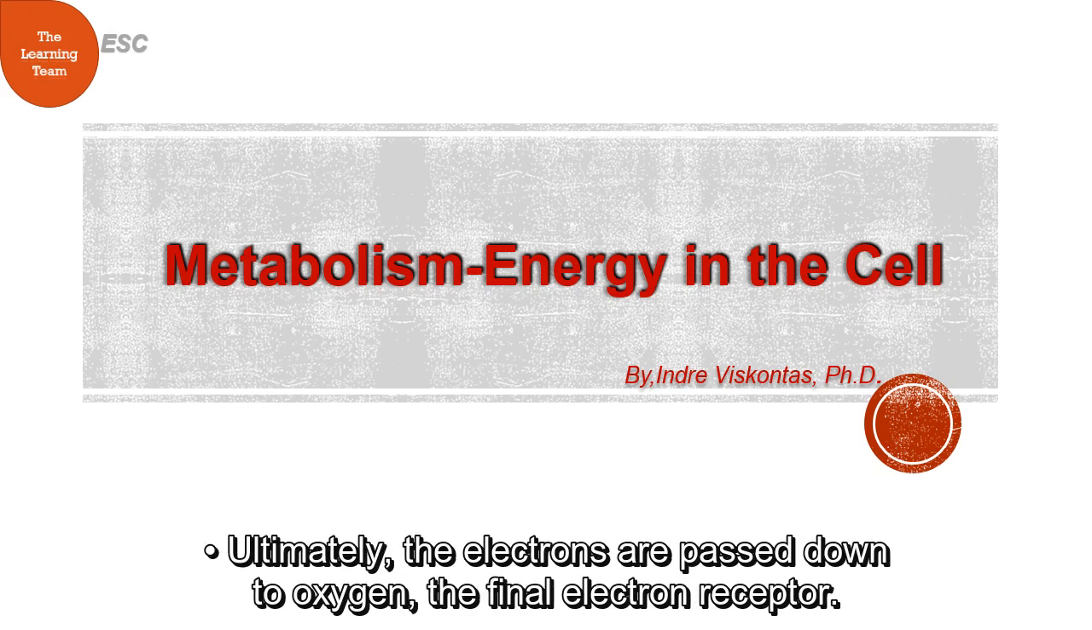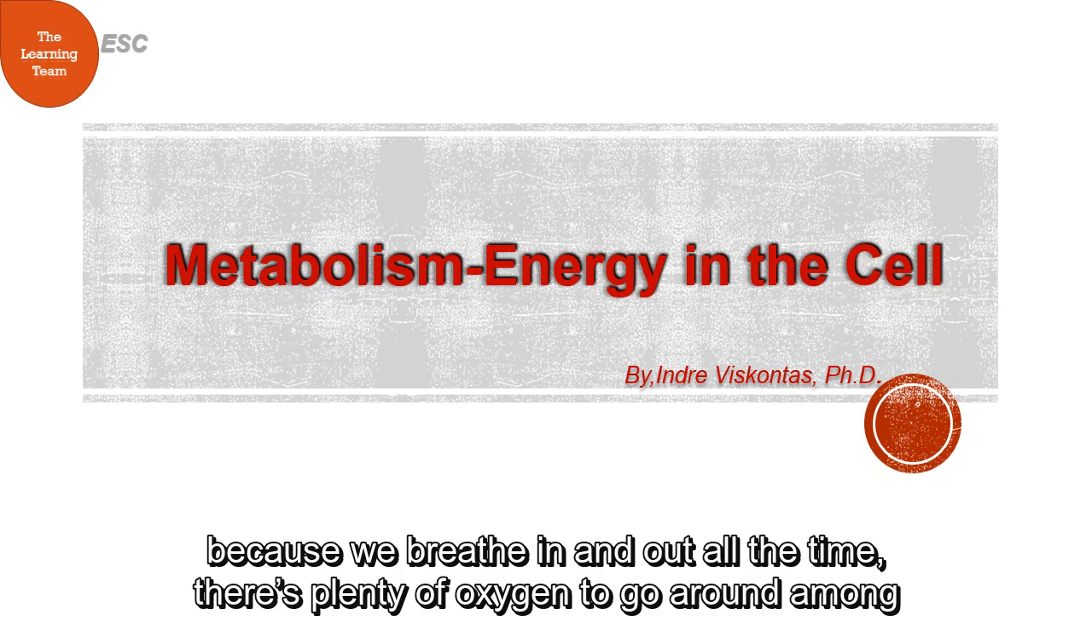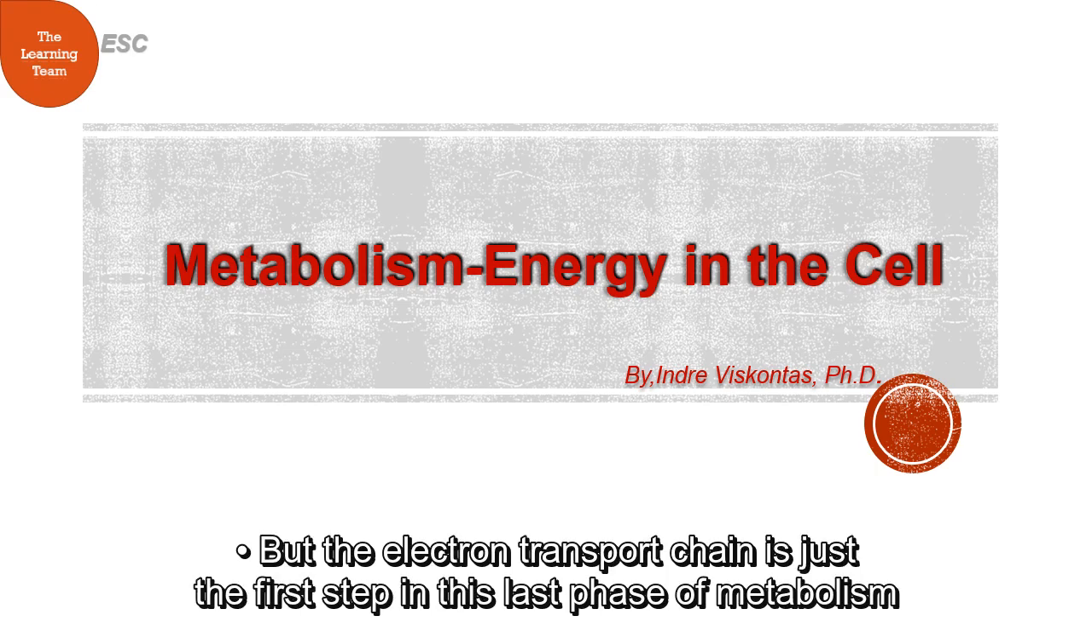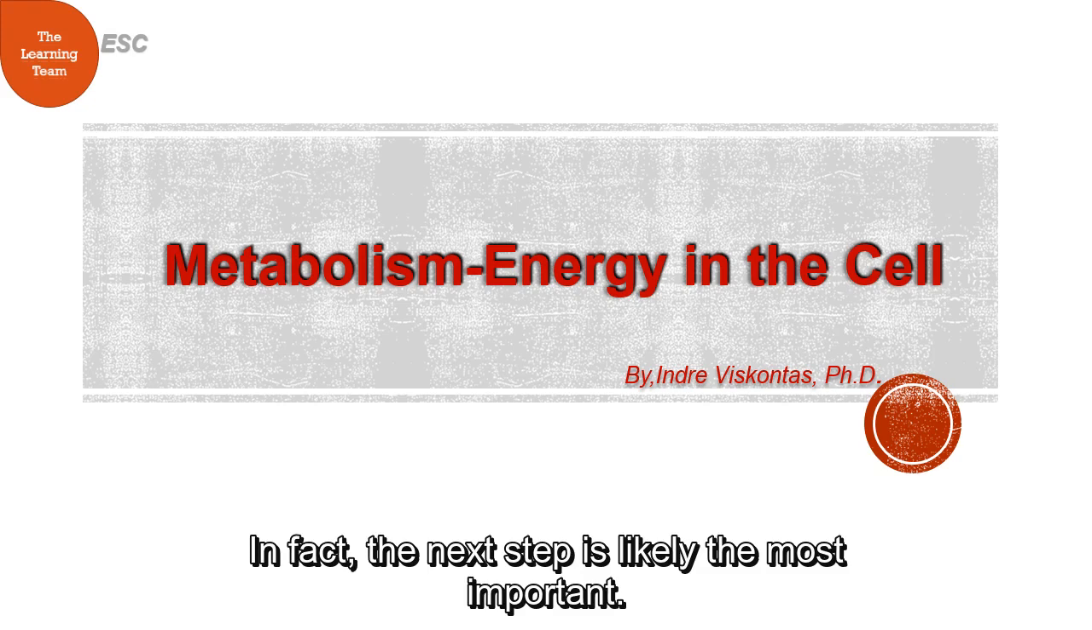Ultimately, the electrons are passed down to oxygen, the final electron acceptor. Because of its polar properties, oxygen draws the electrons toward it along the chain, and because we breathe in and out all the time, there's plenty of oxygen to go around among all of our cells. But the electron transport chain is just the first step in this last phase of metabolism in the mitochondria. In fact, the next step is likely the most important.